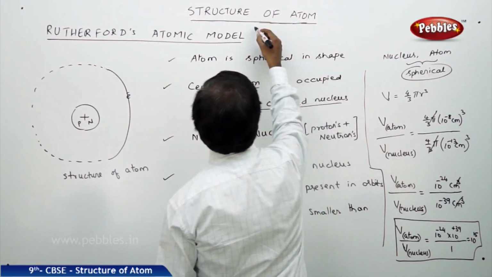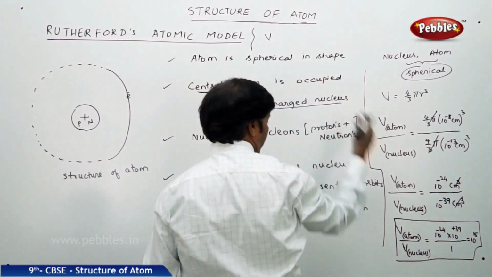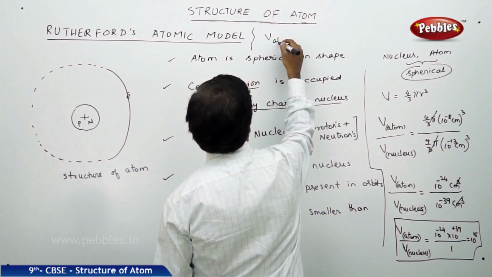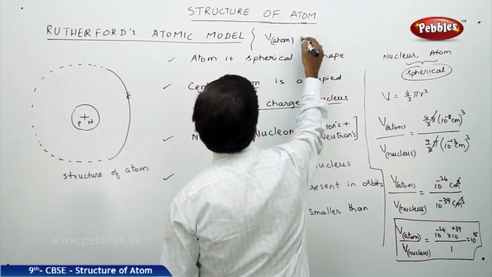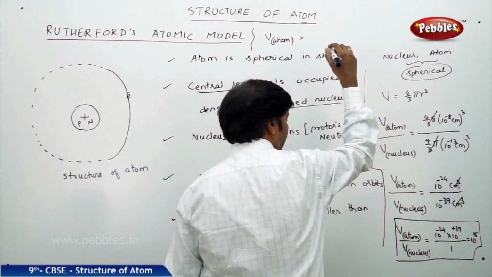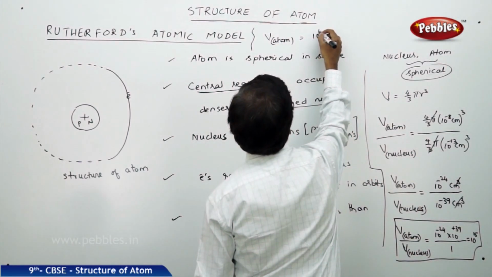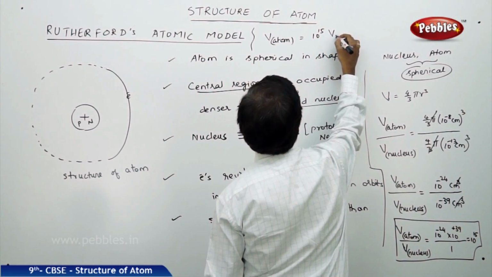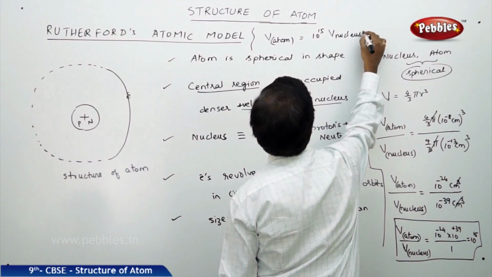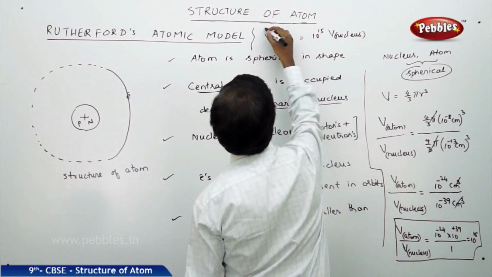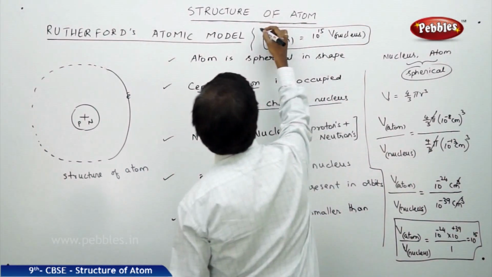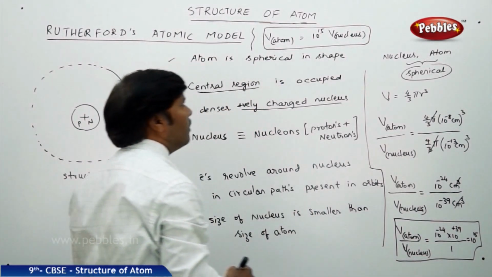So from this we have to understand that the volume of atom is equal to 10 to the power of 15 times the volume of the nucleus. Therefore it is proved that the size of the atom is always greater than the size of the nucleus.